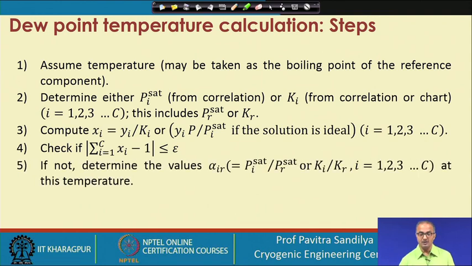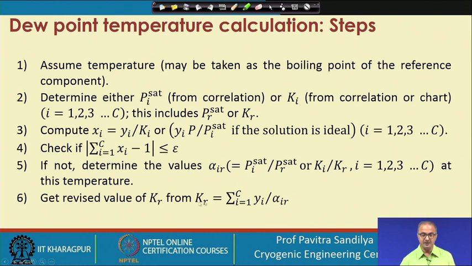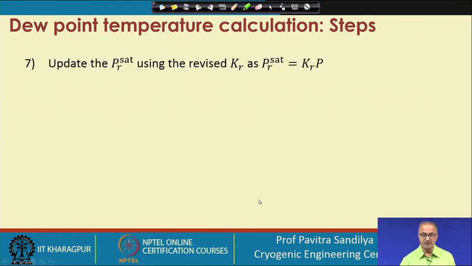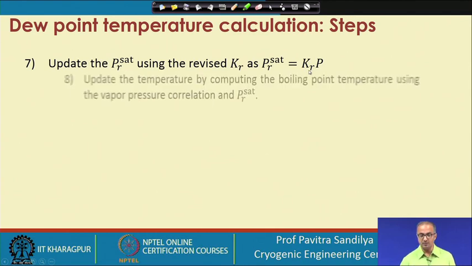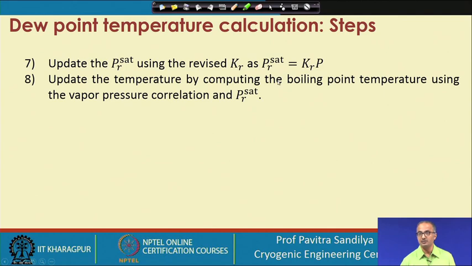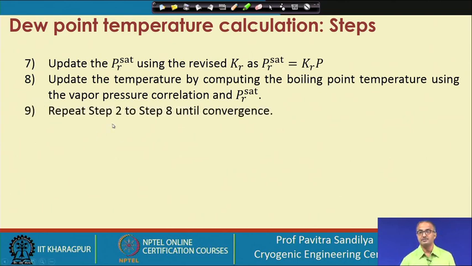And if not, what we do is determine this alpha IR from this particular equation, and once we find this, then we revise the value of Kr from this particular equation. And after finding the Kr value, as earlier, we again update the value of the PR set in terms of pressure and this updated value of the Kr, and once we obtain the value of the PR set, we can back calculate the boiling point temperature of the reference component from the given correlation of the vapor pressure, and we repeat steps 2 to 8 until we reach convergence.